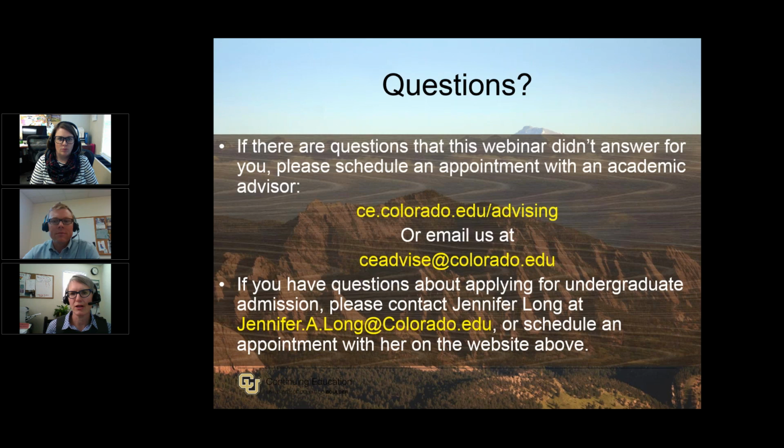We also get the question a lot, I'll just add on here, how do I know if my credits will transfer back to my home institution? We do strongly encourage students to work with an academic advisor from their home institution to make sure that the CU Boulder credits will transfer back the way they think they will. That's not a determination that we can make at CU Boulder. It's always the receiving institution that makes that determination.